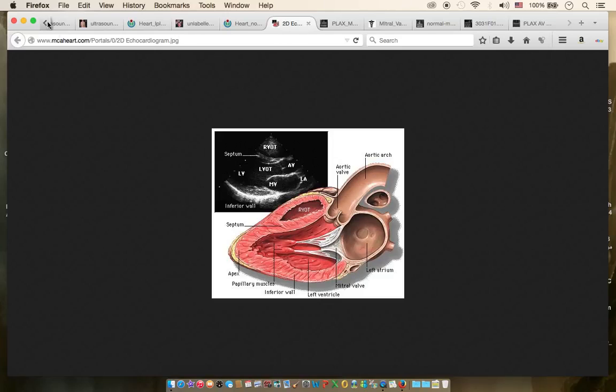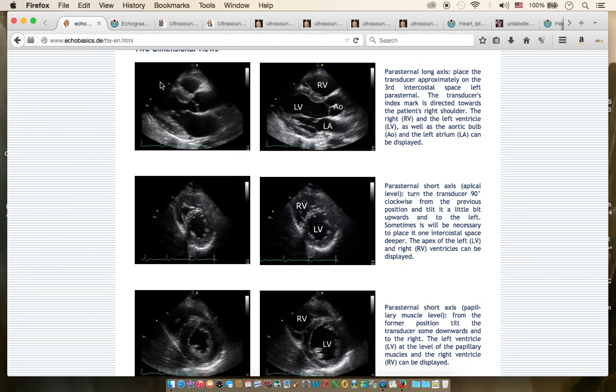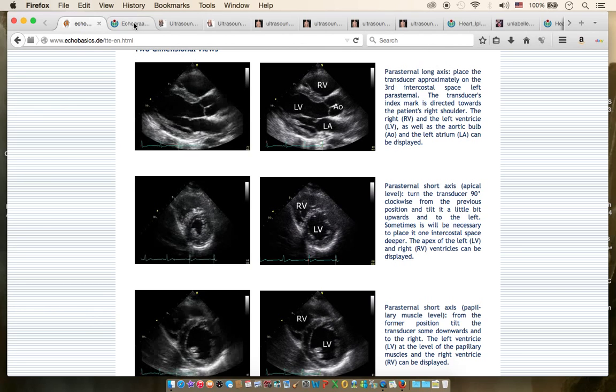Okay, I think this is what I want to mention. Again, this is a view of the parasternal axis.